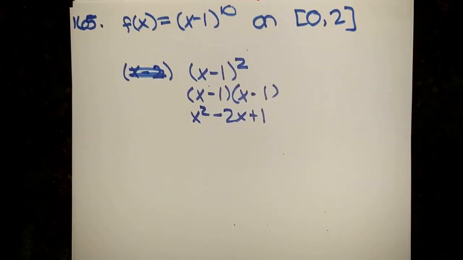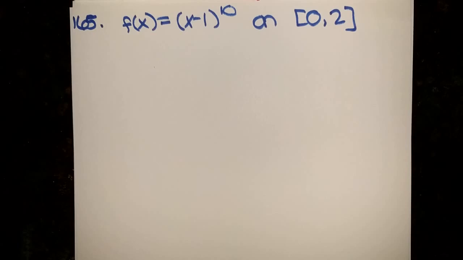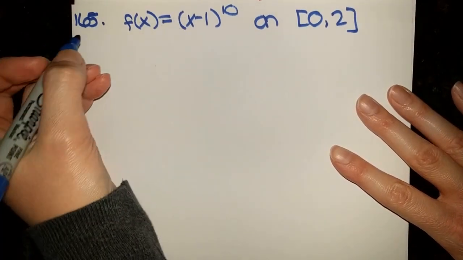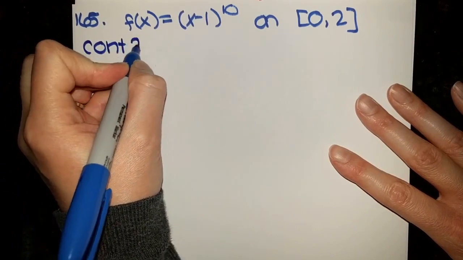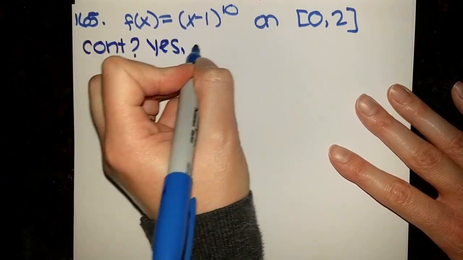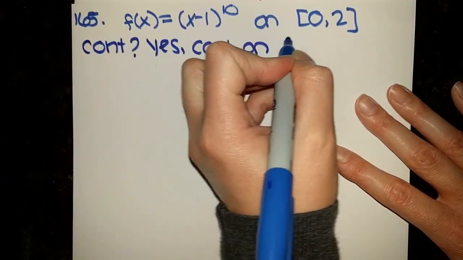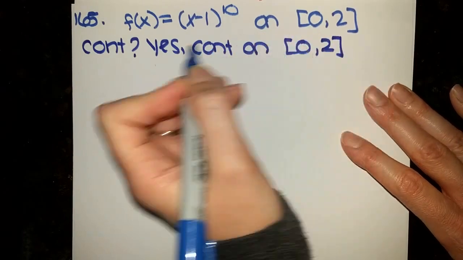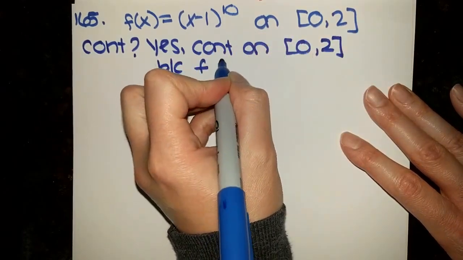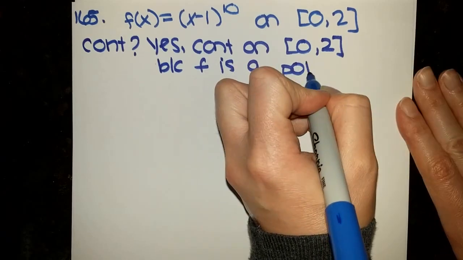So if you look at (x - 1)^10, you would have to FOIL it out multiple times, but you would eventually get an expanded form that looks like the polynomials that you are familiar with. So you really want to realize here that you have x to the first power. It is a polynomial when you expand it out. So the question of, is it continuous? Yes, it is continuous on the closed interval 0 to 2, and that is because f is a polynomial.